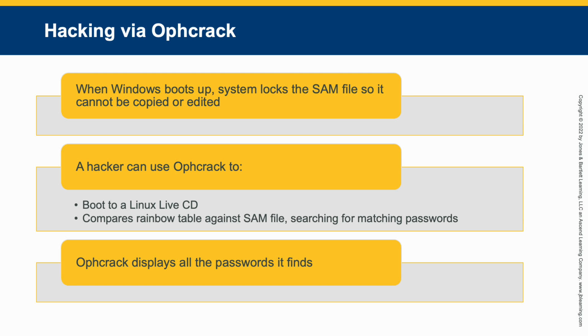Hacking via OphCrack. When Windows boots up, the system locks the SAM file so it cannot be copied or edited. A hacker can use OphCrack to boot to a Linux live CD, compare a rainbow table against the SAM file, searching for matching passwords. OphCrack displays all the passwords it finds.